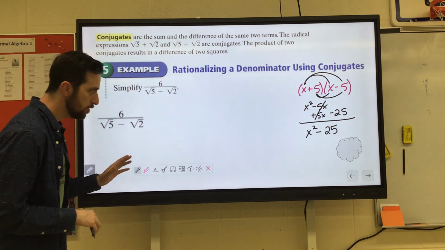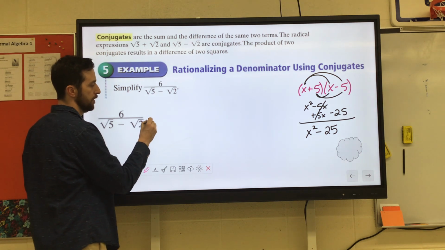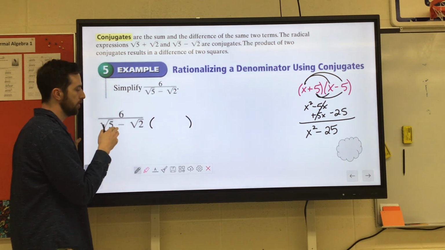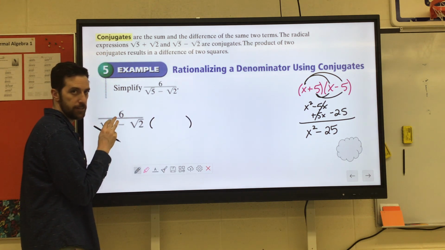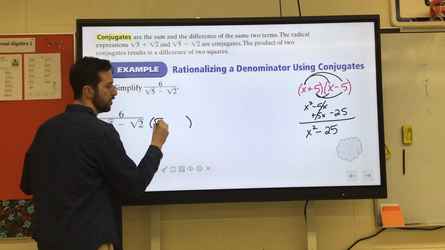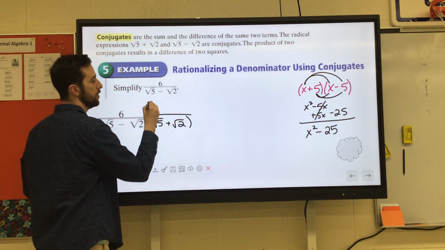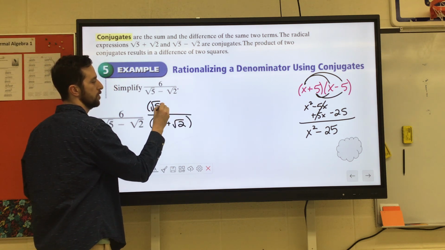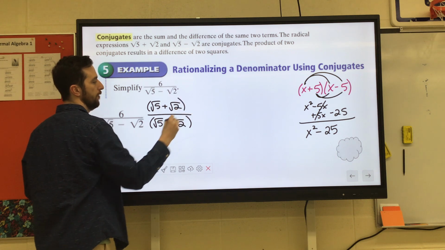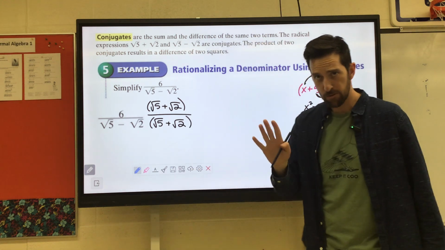So all you have to do is take that denominator with the two radicals, and all you have to do is change the plus and minus. This was root 5 minus root 2, so we're going to multiply by root 5 plus root 2. If you do it to the denominator, you have to do it to the numerator too. Now this looks terribly complicated, but don't worry about it.